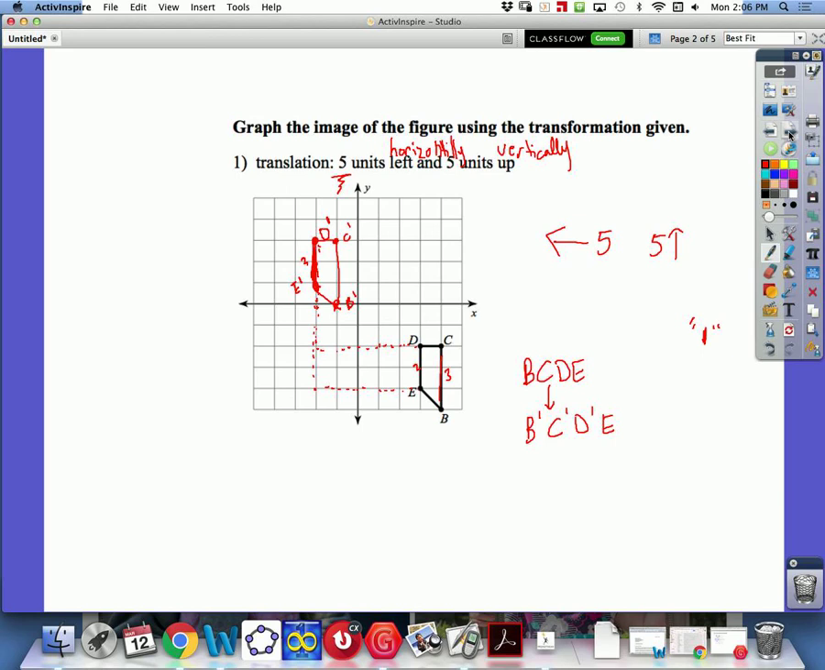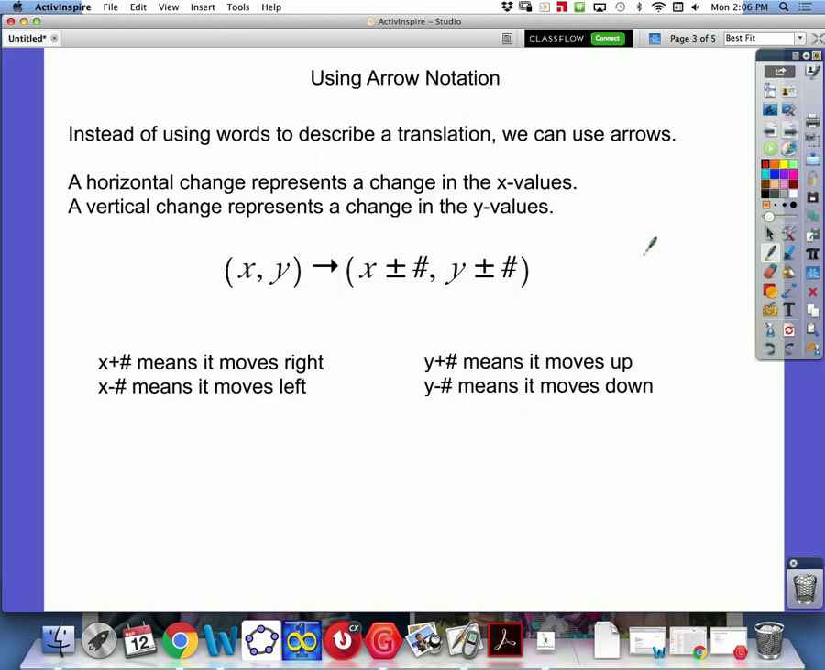Now the next thing that they're going to do, instead of giving you words, they're going to use something called arrow notation. And arrow notation just takes the words and makes it a little bit easier with symbols. But it's not easier until you actually learn what the symbol means.